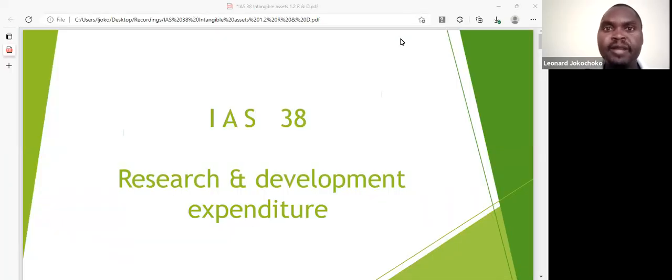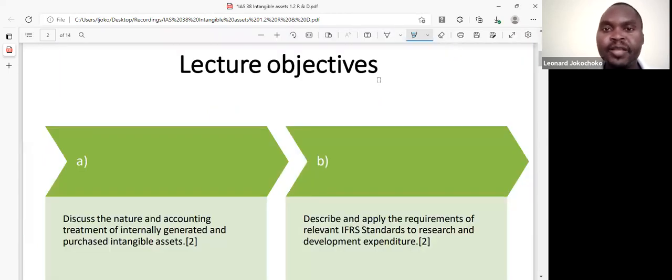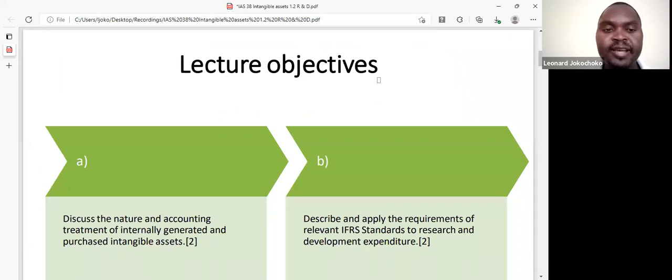Good day and welcome. In today's session, we are discussing research and development expenditure. This is a concept we find under IAS 38. By the end of this lecture, you should be able to discuss the nature of, as well as the accounting treatment of internally generated, as well as purchased intangible assets. You should also be able to describe and apply the relevant requirements of IFRS as they relate to internally generated intangible assets.